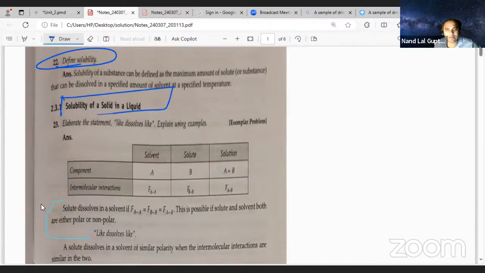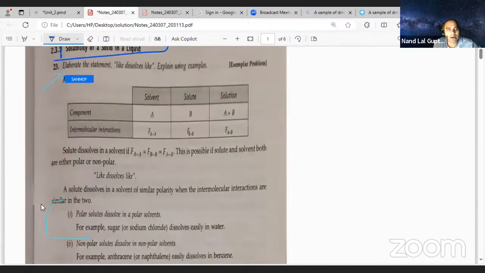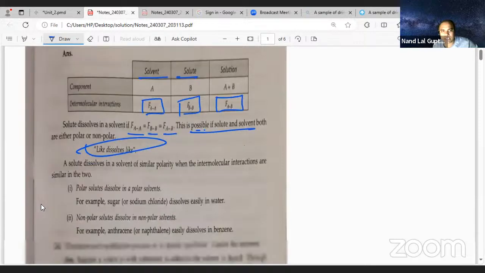Solubility of solid in liquid: here they have said the factors. Like dissolves like. See, suppose the solvent has AA interaction, solute has BB interaction, and solution has AB interaction. So AA, BB and AB must all be equal so that it will dissolve. Like dissolves like. So that point is clear.